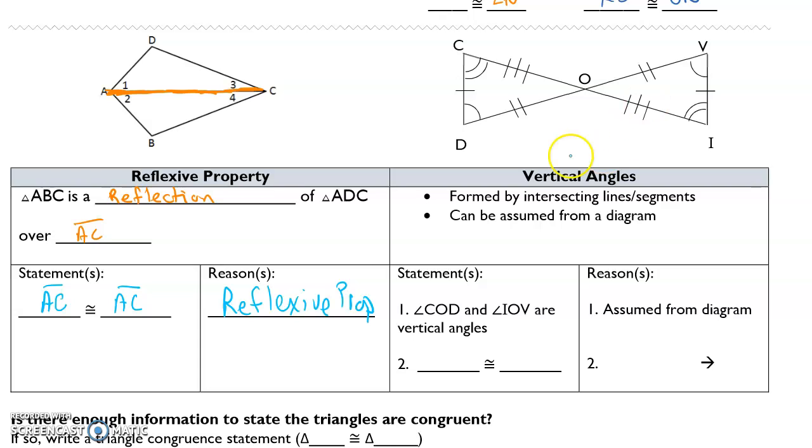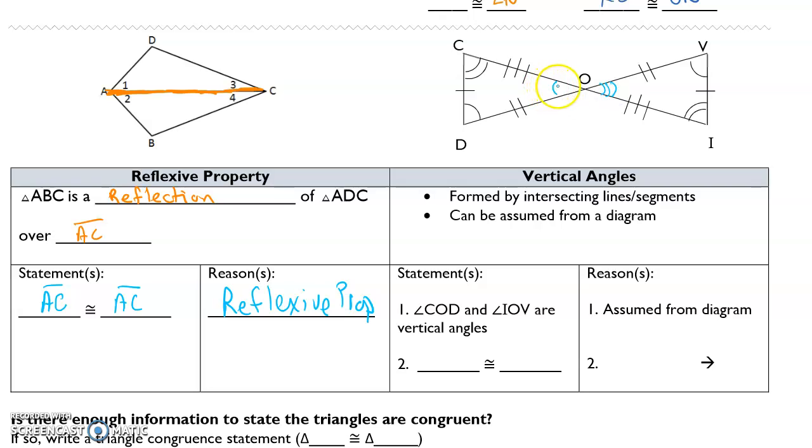If you look up here, I have all 6 things congruent, but the vertical angles aren't marked congruent. It doesn't mean they're not. I have segment DO congruent to segment VO, segment CO congruent to segment IO, segment CD is congruent to segment IV, and then angle D, angle V, angle C, angle I. Well, these angles are also congruent.